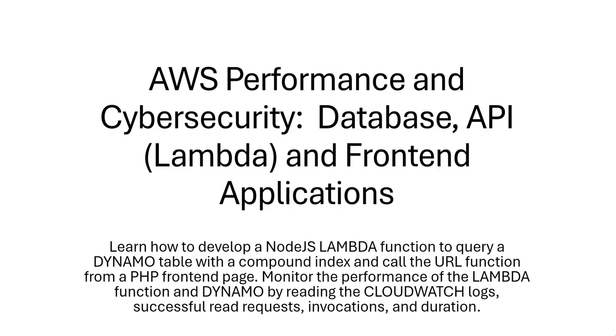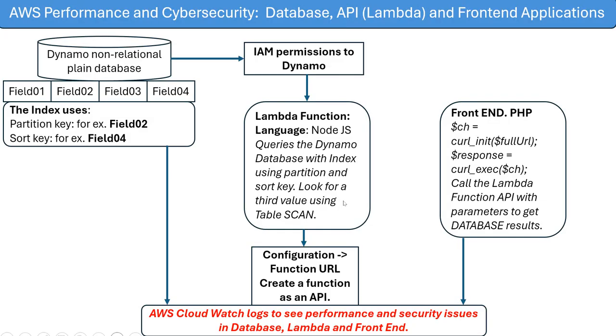So here we are going to explain how we handle the AWS performance and cybersecurity of the database, API, Lambda, and front-end applications. We are going to learn how to develop a Node.js Lambda. With this architecture, we will learn how to create this Dynamo table with these fields, and also we will do a mass insert of 2000 rows using a Python script. We will give permissions to our Lambda function.